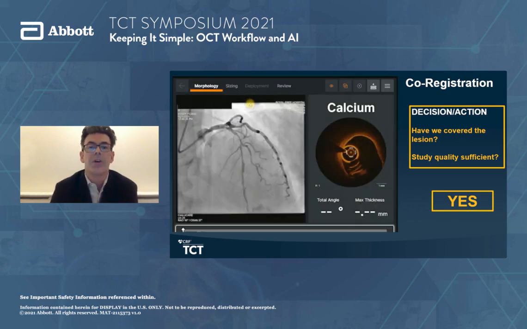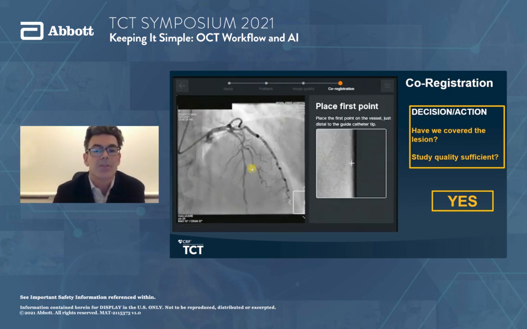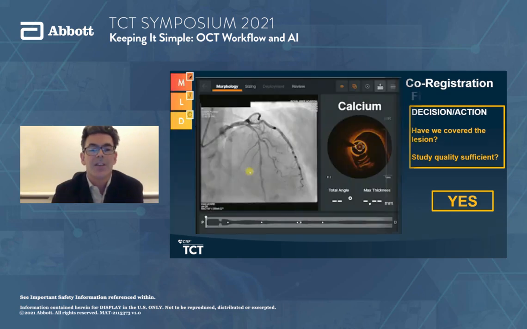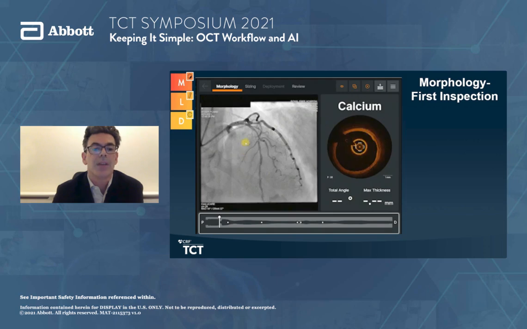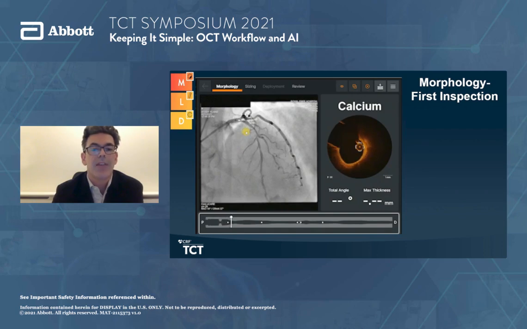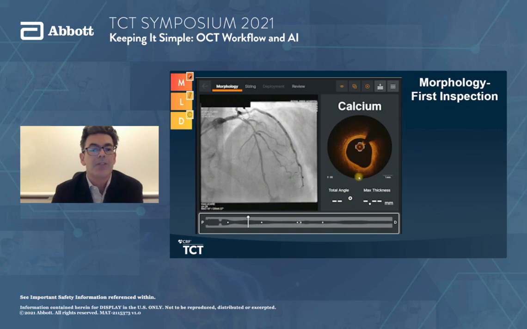So we're going to move on to our first inspection of what this vessel looks like to start our planning for stent length, stent size, and what segments we're actually going to stent. I tend to go with my morphology first inspection run. I just press the play button at the top here, and I go through the vessel, noting all the different areas of the vessel. Currently we're in the proximal segment of the LAD. You may have noticed as we went down, there's actually a significant ostial lesion.